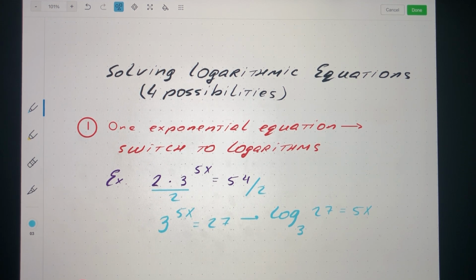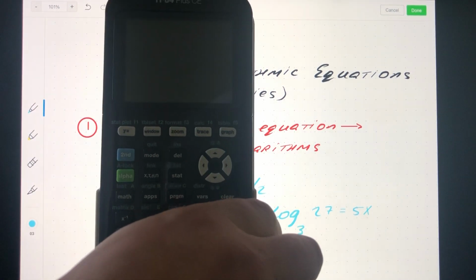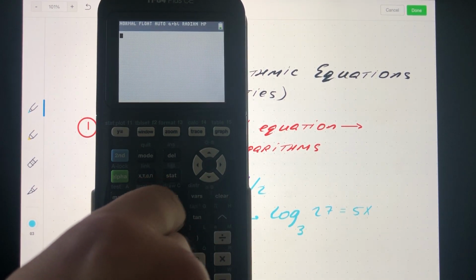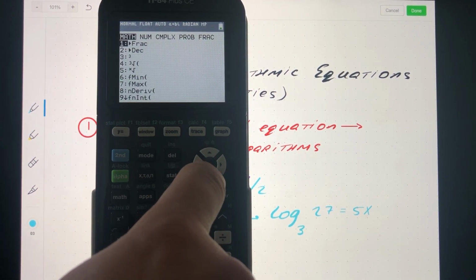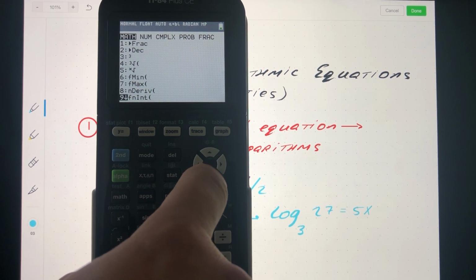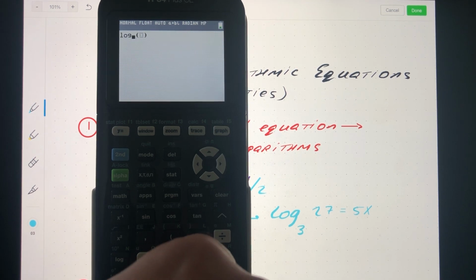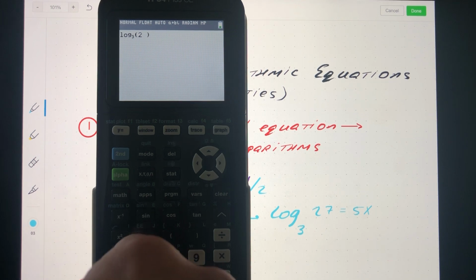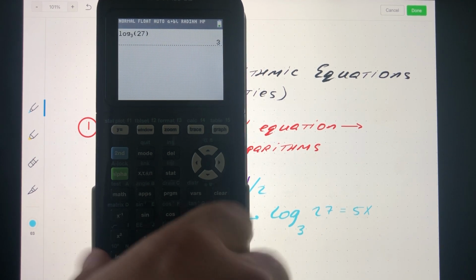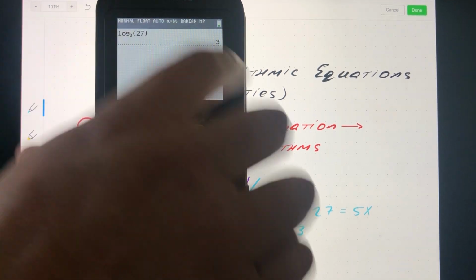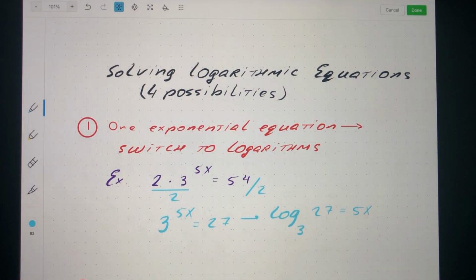Now with the calculator, we can figure out what is log 27 base 3. So here's the calculator. We can go to the math and then scroll until we see log of any base. Here it is, choice A, and then we type in our question, log base 3 of 27, and the answer should be 3. Because 3 to what power makes 27? Well, 3 cubed makes 27. So the answer to that is 3.